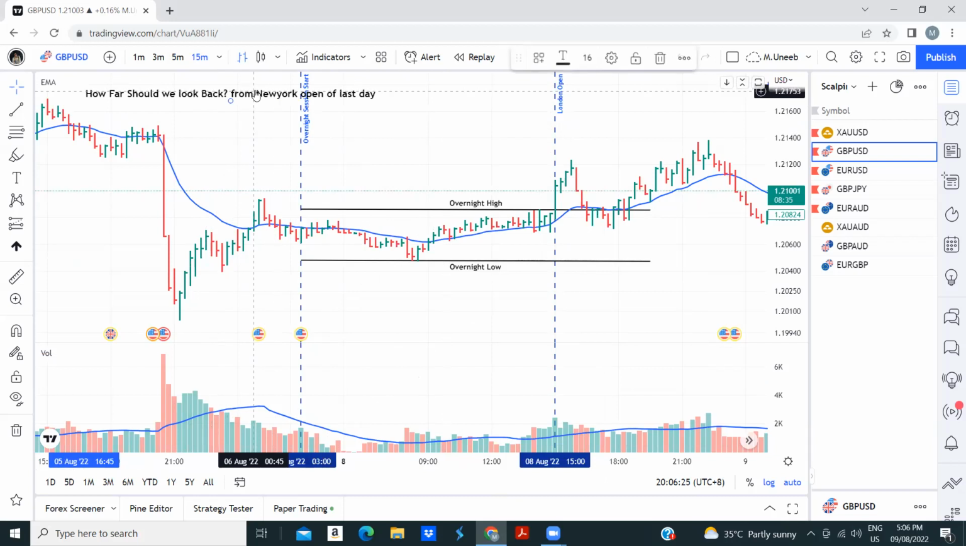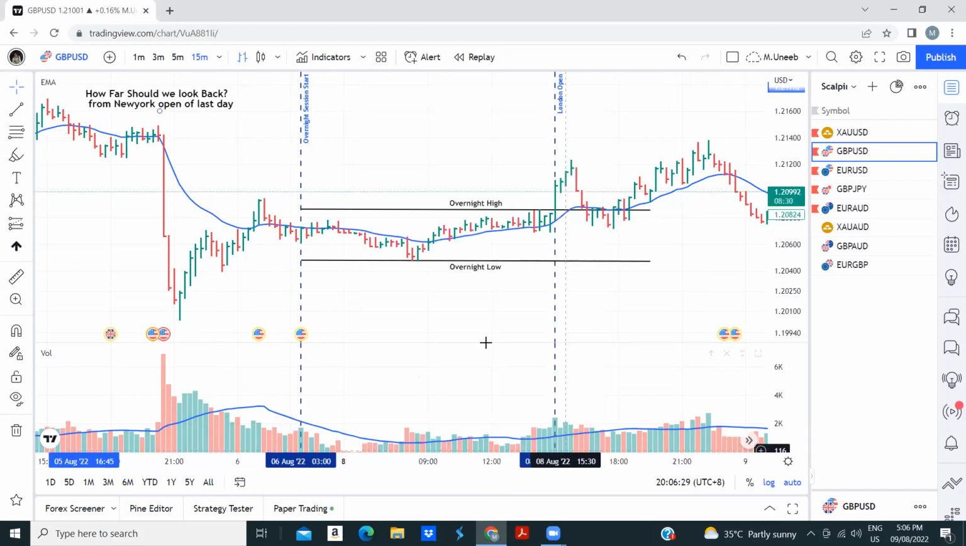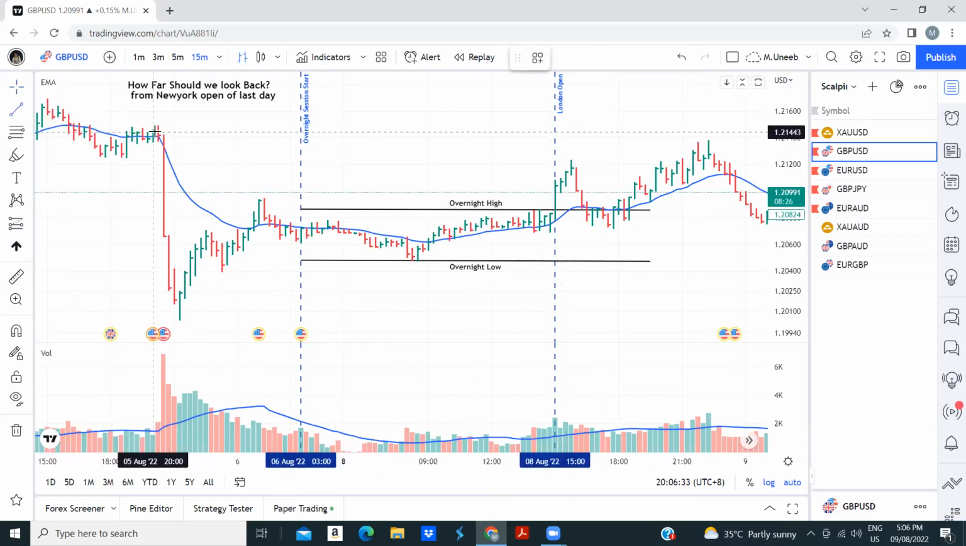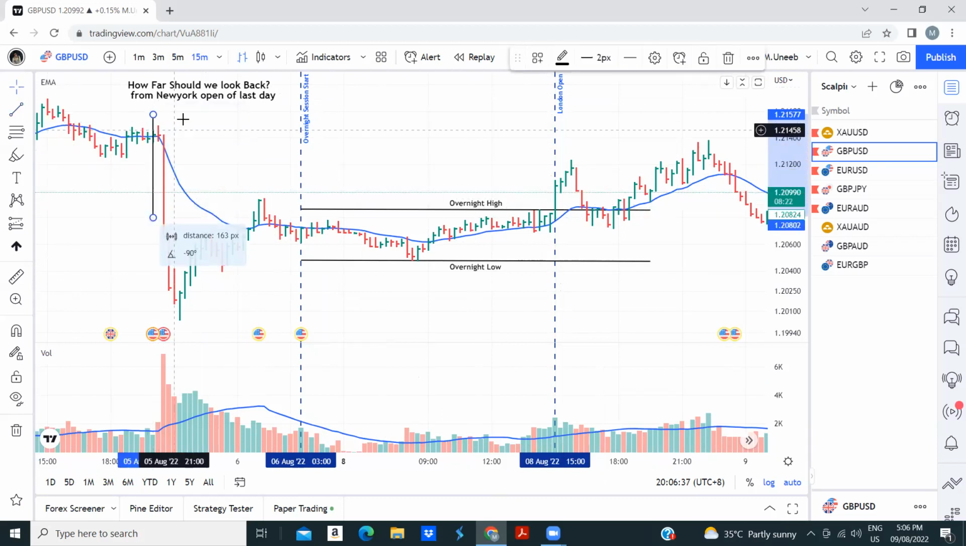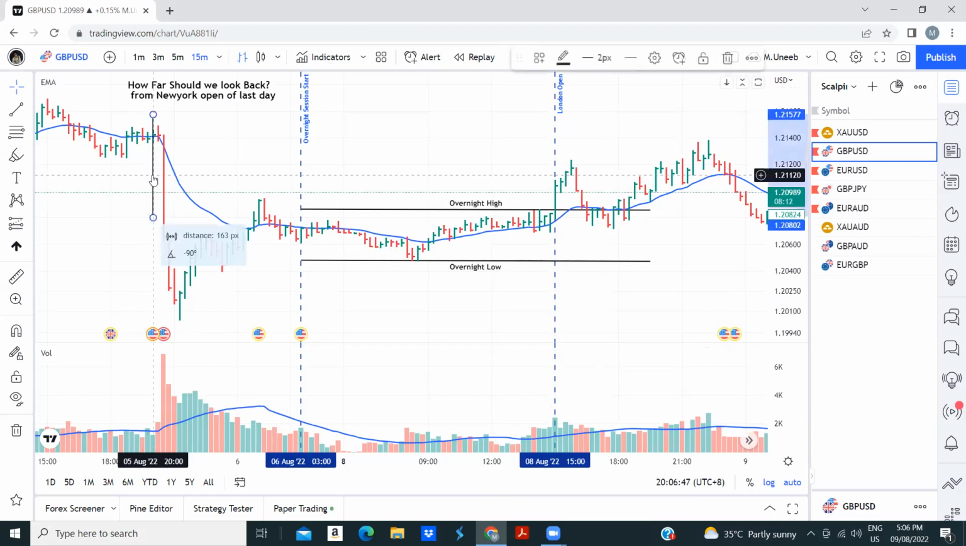Got it? So you have to tell me when was the New York open from the last day. The last day New York open was this one, 8 o'clock, this one here. Right? And now what do you see from this point, what the price is doing after 8 p.m. of last day, yesterday, means last day, previous day.